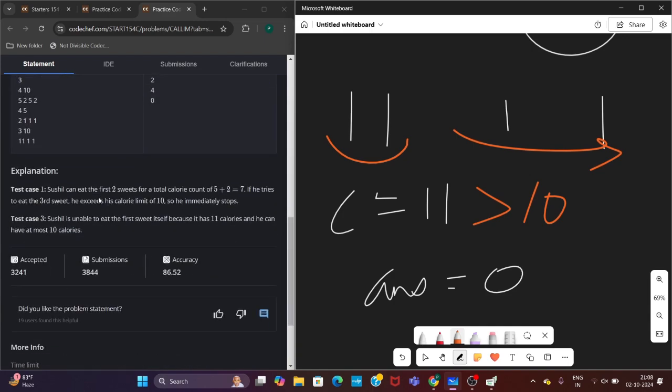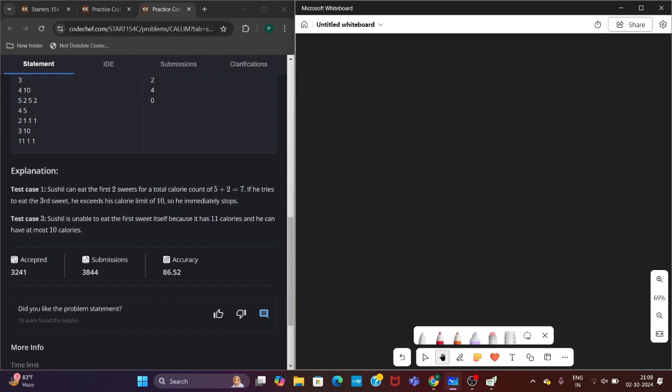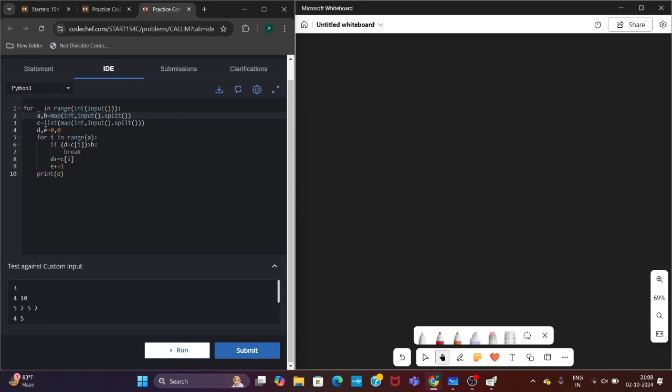So let's discuss the approach, how we solved the problem. First of all, I have maintained two count variables. Let me show you the solution. Here C is my list of sweets, and D and E are the count variables. I have assigned D equal to 0 and E equal to 0. Let's suppose D is the total calories and E is the sweets count.